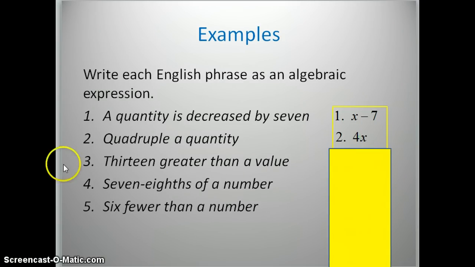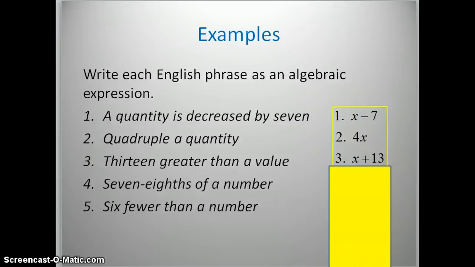For number 3, we have 13 greater than a value. And again, notice there's no "is" here. So we know that when we see greater than, that means to add. And of course, it wouldn't make sense if we had an inequality symbol in this expression anyway. So if you're really thinking about what the expression is telling you, plus is the only thing that really makes sense here. So we see that word value standing for a variable. Our expression is x plus 13.